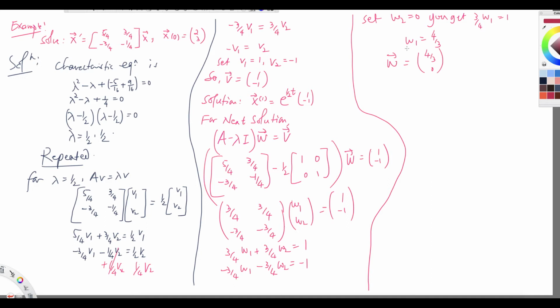All right. So what do you get? You got W, you got V, you got lambda. So hence, what do you get? Let me write x2 equals, the formula is t e to the lambda t, which is 1/2 t, and then v is 1, -1, right? Plus e to the 1/2 t, and then w is 4/3 and then 0. So this is the second equation, or the second solution, I'm sorry. This is the second solution.